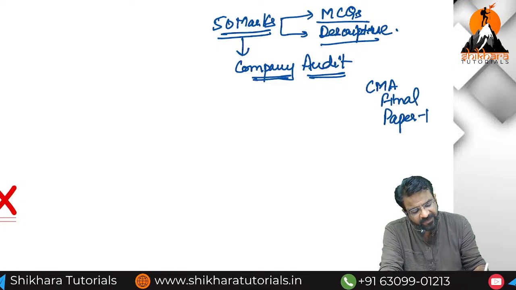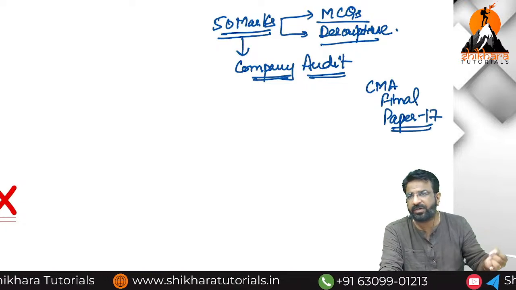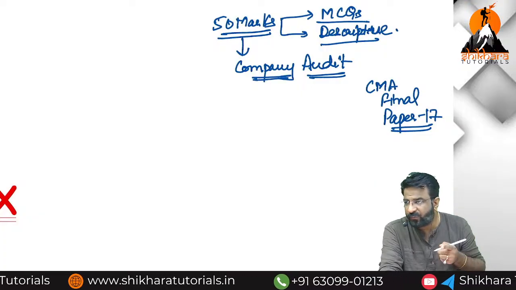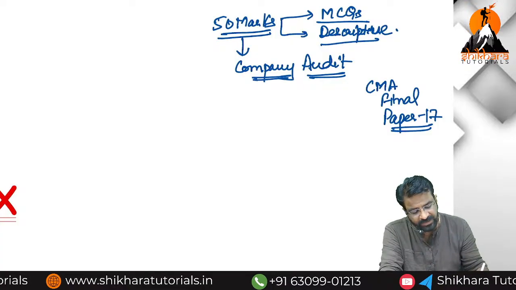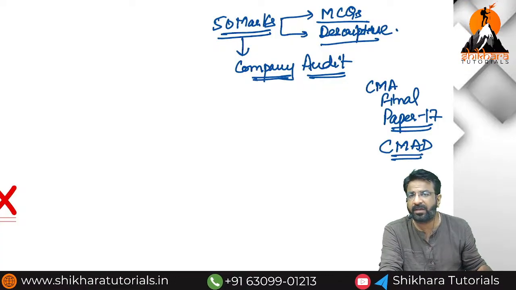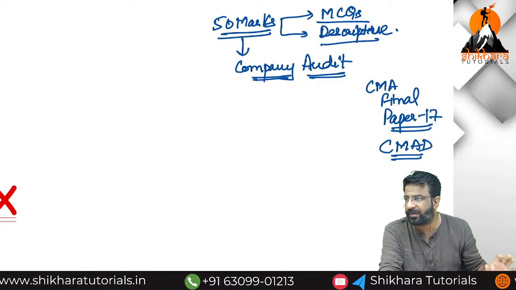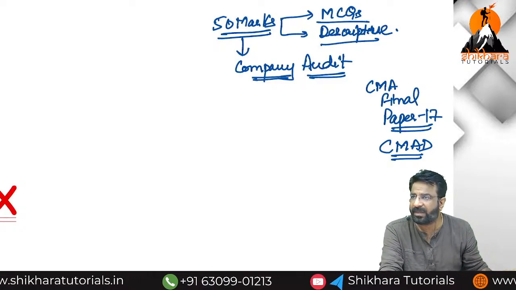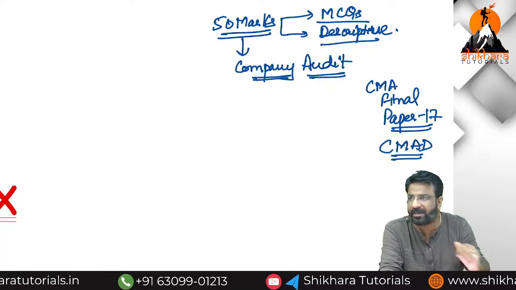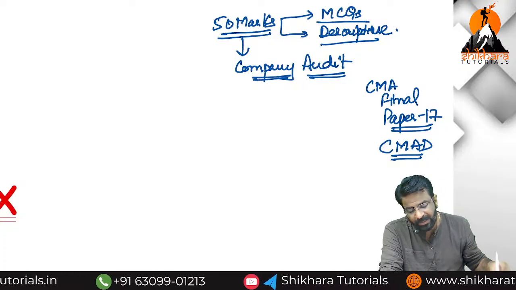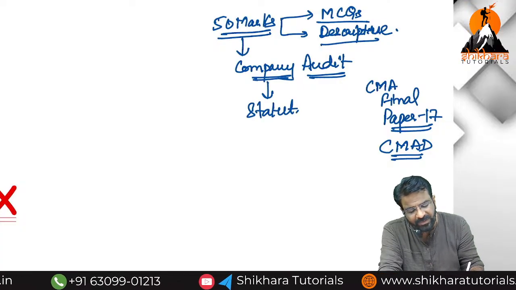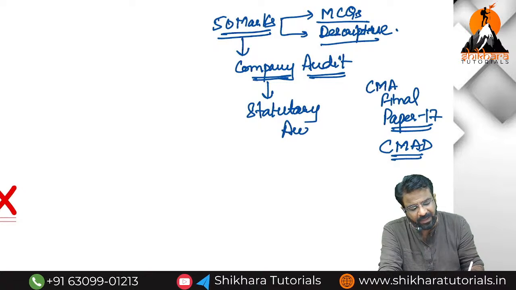Sir, when we will learn cost audit? You will learn cost audit in CMA final, paper number 17. So once you reach CMA final, you will have group 4. In group 4, paper number 1 is known as CMAD. What is the name of the paper? CMAD, Cost and Management Audit. What is the full form? Cost and Management Audit. So you will not learn cost audit at intermediate level. So sir, at intermediate level what are we going to learn? We are going to learn statutory audit at intermediate level.